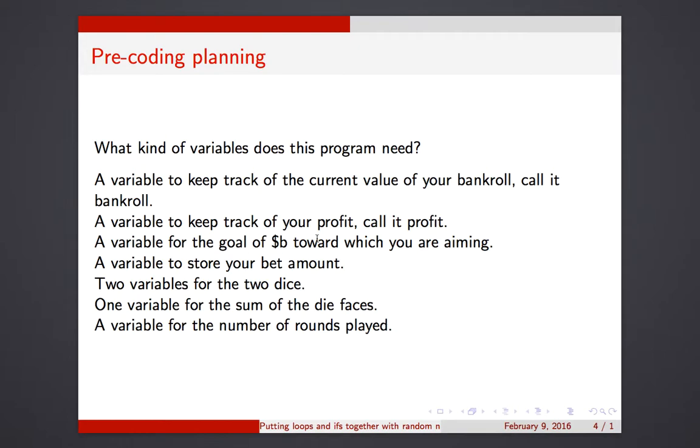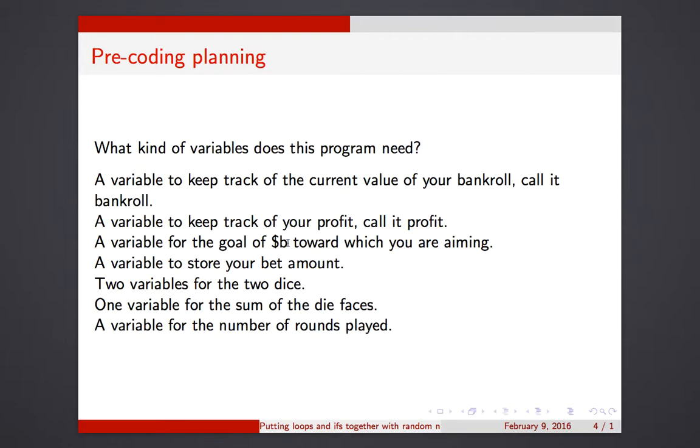We should probably create a variable to keep track of how much money I have, and call that bankroll. Bankroll is just shorthand for the amount of money I have. Since we need to keep track of profits to know if the table will kick us off, we should probably have a profit variable that will keep track of that.